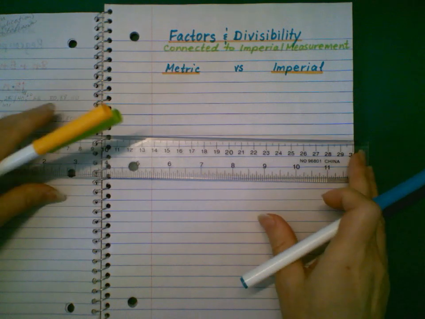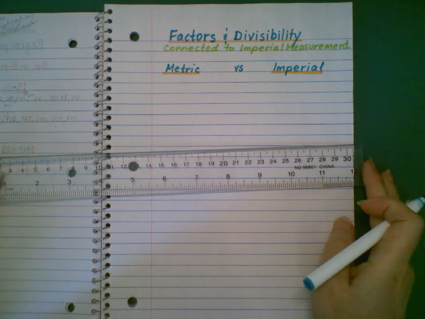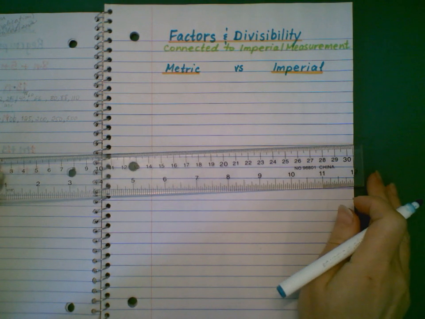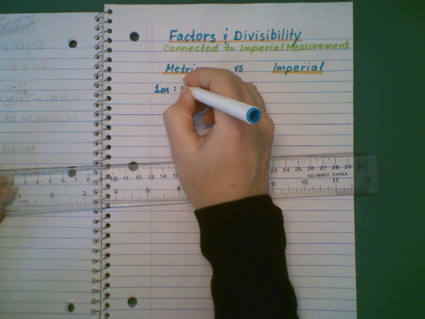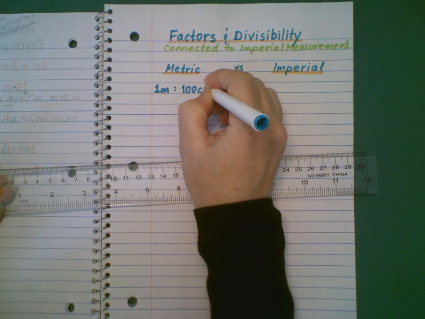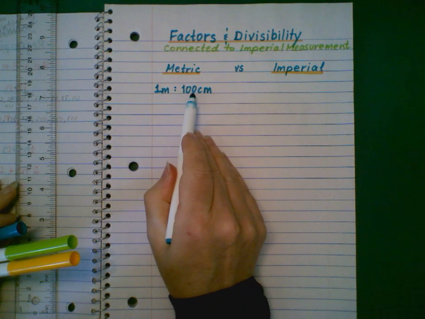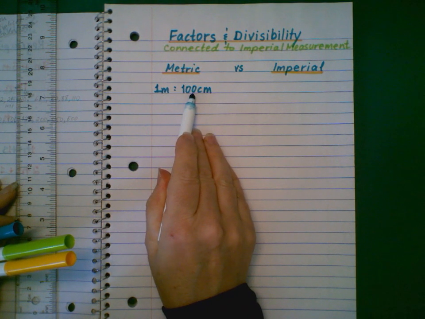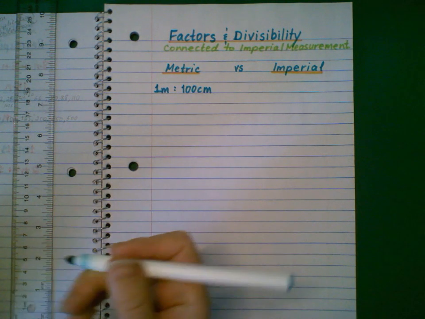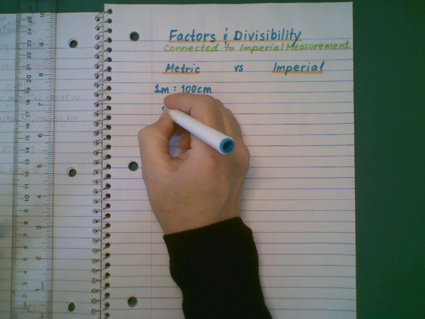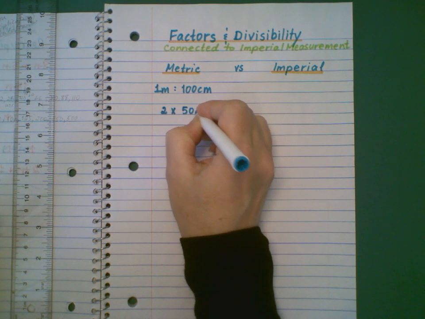All right, so we're going to start with the metric system. And the base measure on this ruler, these values here, are centimeters. So 1 meter contains 100 centimeters in the metric system. If I consider the divisibility of this value of 100, I could divide a meter into 2 half meters. That would be 2 pieces of 50 centimeters.